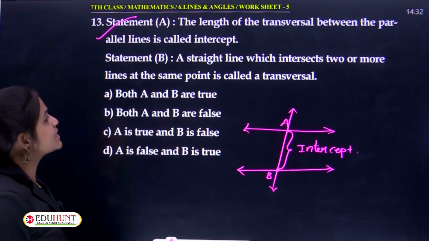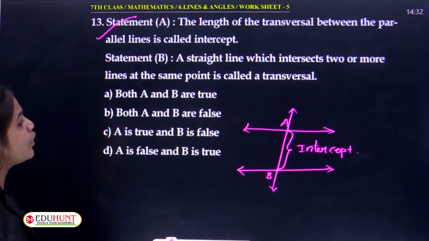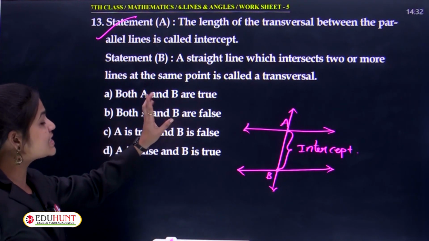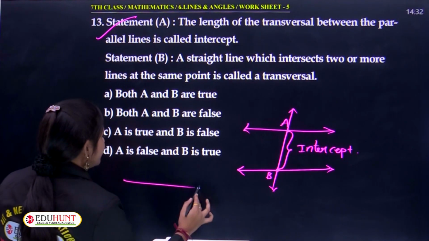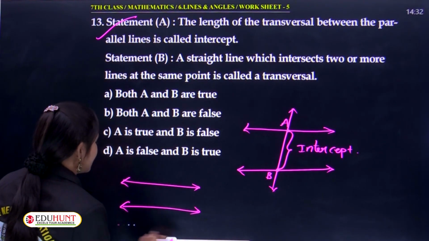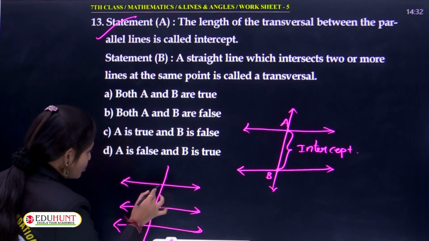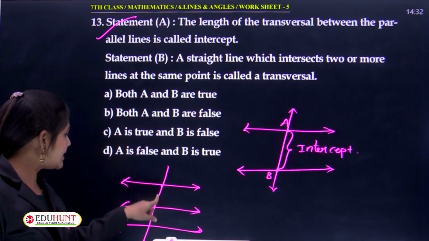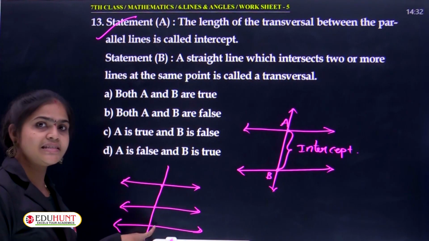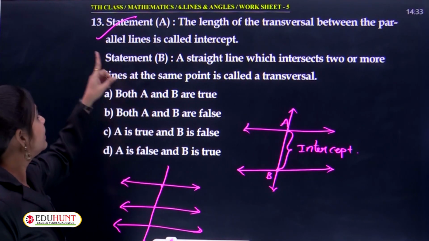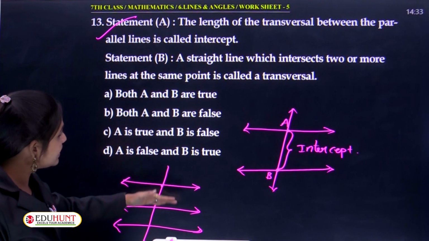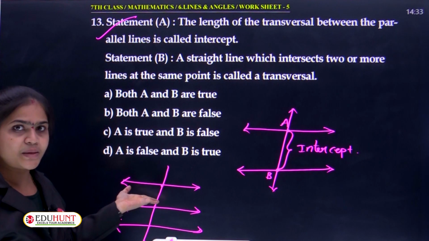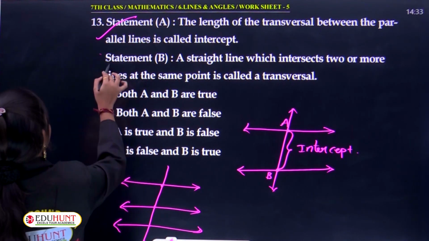A straight line which intersects 2 or more lines at the same point is called a transversal. Is it correct? See here, a straight line which intersects 2 or more lines. Intersecting 1 line, 1 point. Intersecting 2 lines, 2 points. Intersecting 3 lines, 3 points. But what they are saying here is a straight line which intersects 2 or more lines at the same point. How is it possible? Not possible here. That is why statement B is wrong.